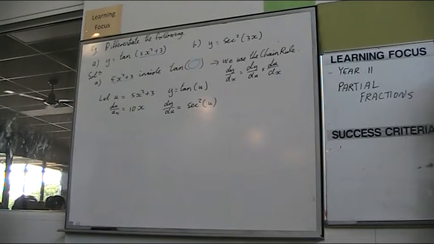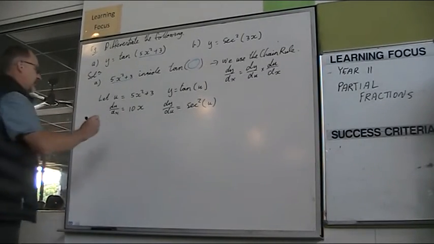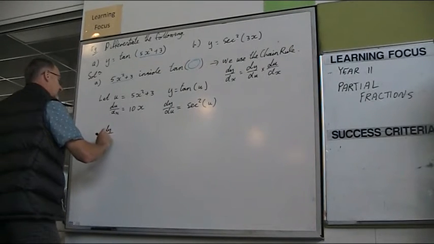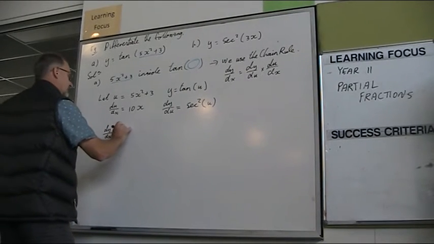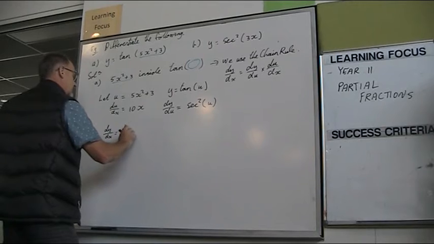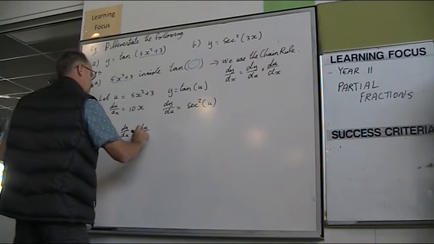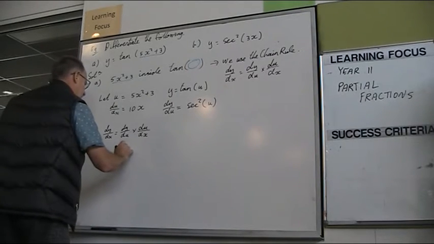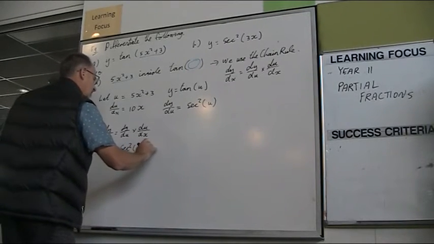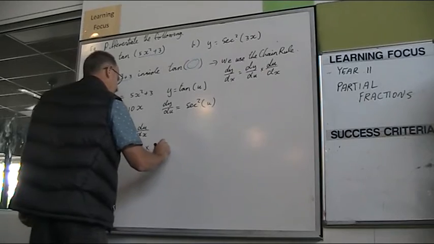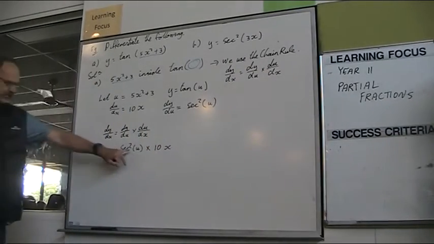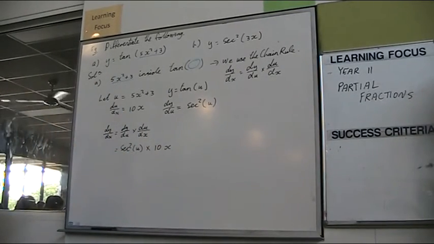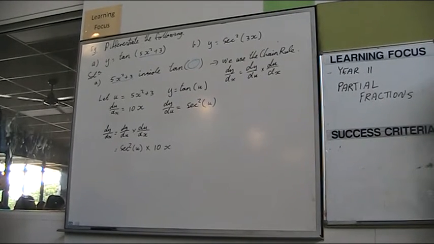Alright, now we put those things together, so dy/dx is dy/du times du/dx. So dy/du is sec squared u, and du/dx is 10x. Now, last thing I need to do is substitute that. Question? No. All good.